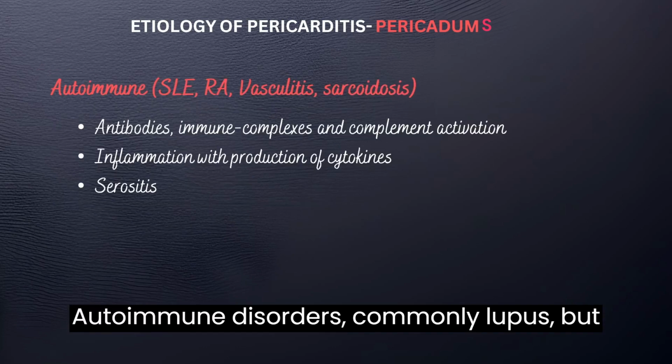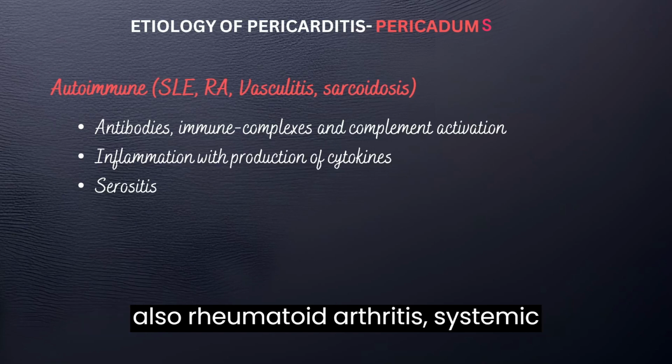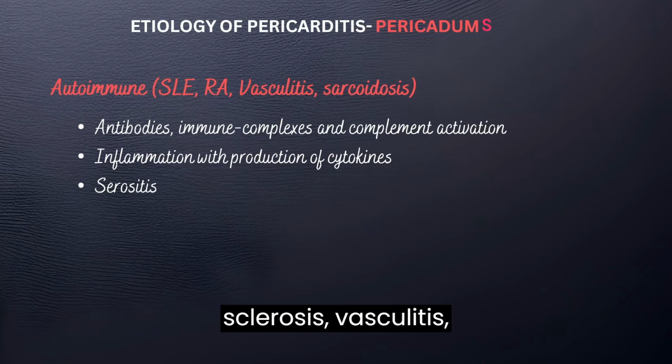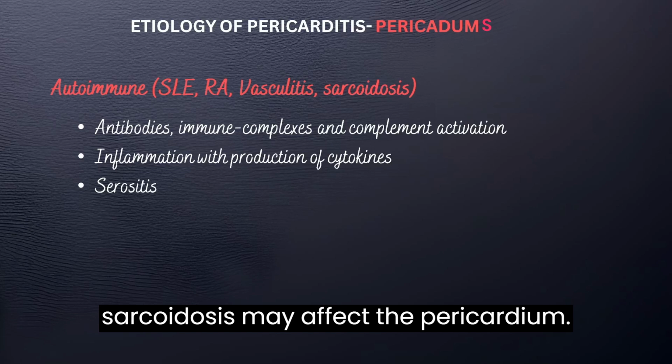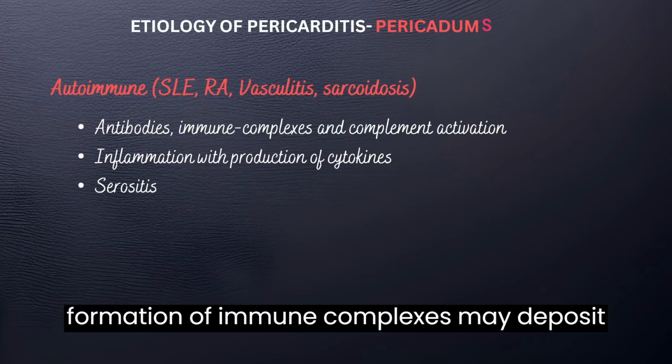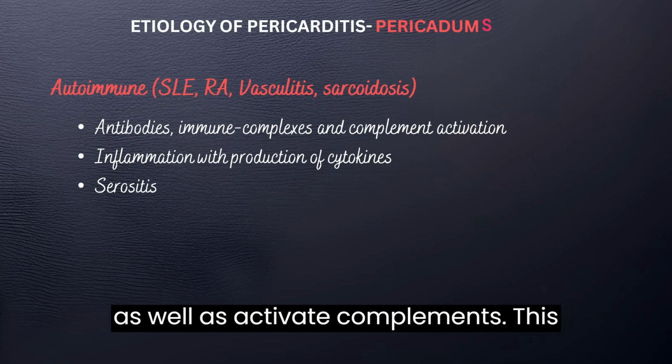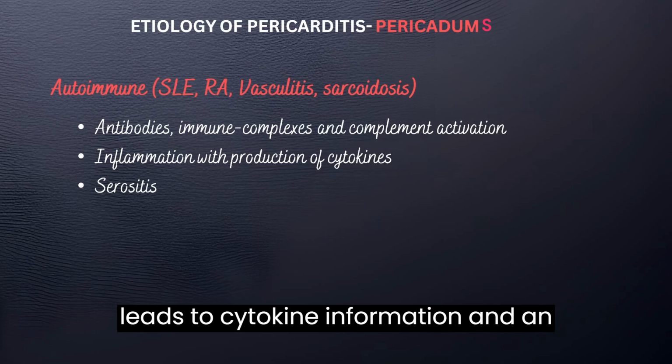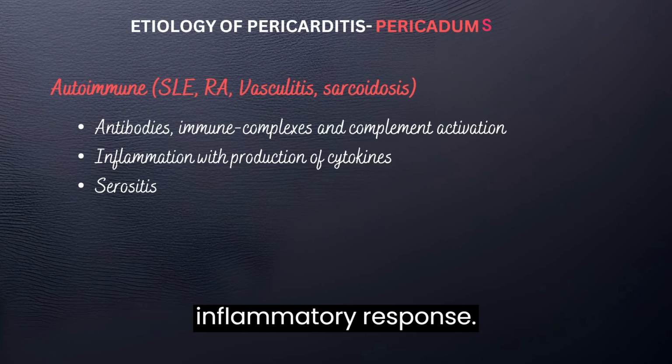Autoimmune disorders, commonly lupus, but also rheumatoid arthritis, systemic sclerosis, vasculitis, and sarcoidosis, may affect the pericardium. The production of antibodies and the formation of immune complexes may deposit as well as activate complement. This leads to cytokine formation and an inflammatory response.